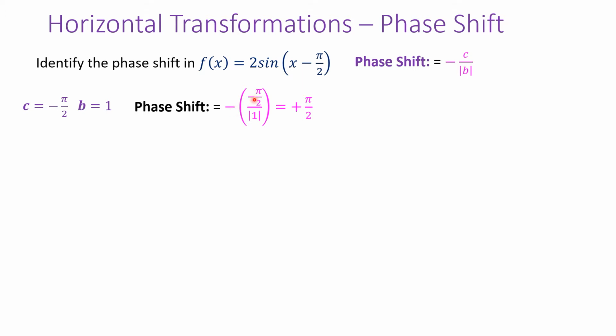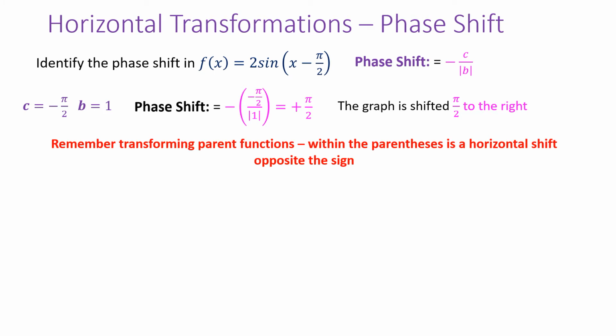Negative 1 times negative pi over 2 divided by the absolute value of 1. Well, that's just negative 1 times negative pi over 2. I get positive pi over 2. So my phase shift is positive pi over 2, meaning the graph is shifted pi over 2 radians to the right. Remember, within the parentheses is your horizontal shift, and it's always opposite the sign. I saw a minus sign in my function, so I knew I would be moving to the right.